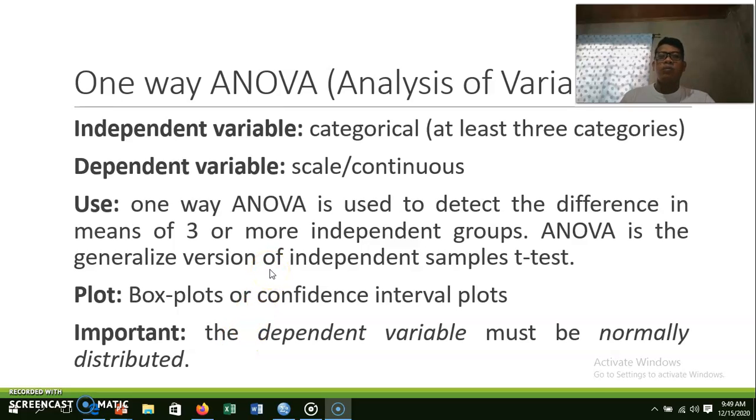It is also very important to note that the dependent variable must be normally distributed. So again, we make use of the Kolmogorov-Smirnov test or the Shapiro-Wilk test to test whether our dependent variable is normally distributed.